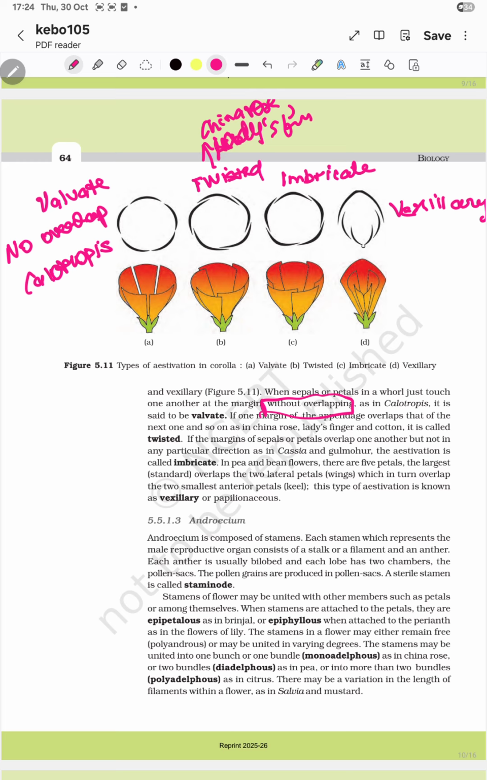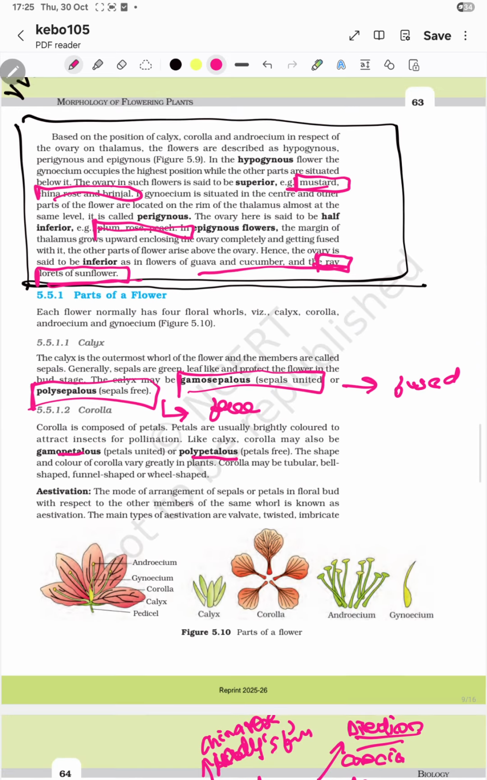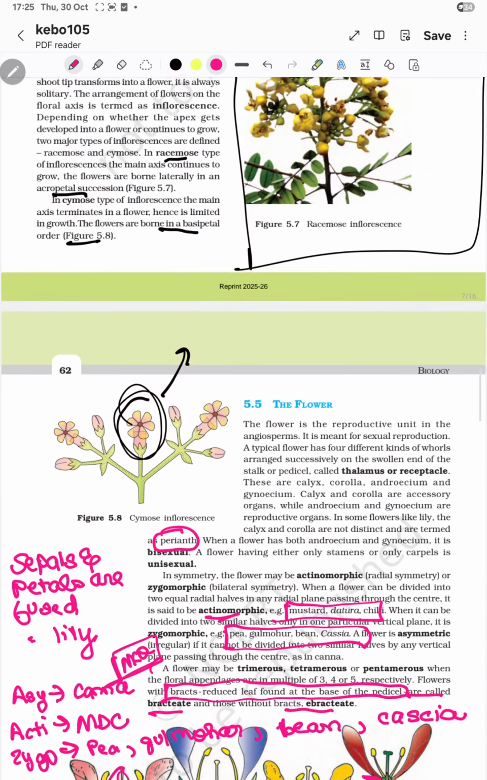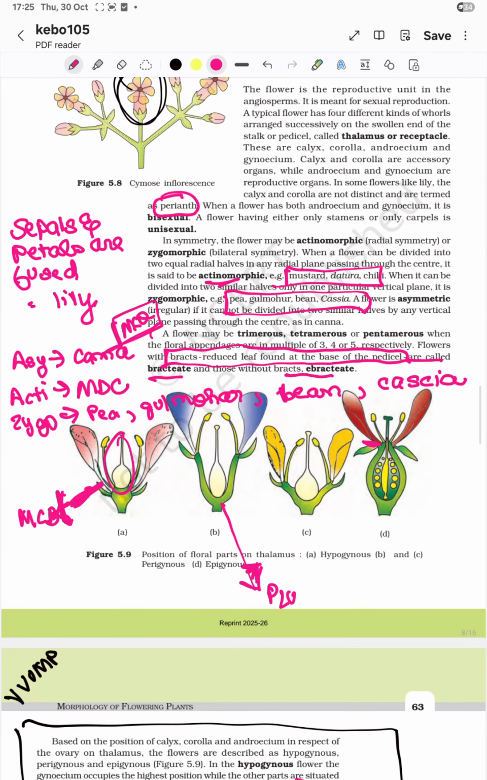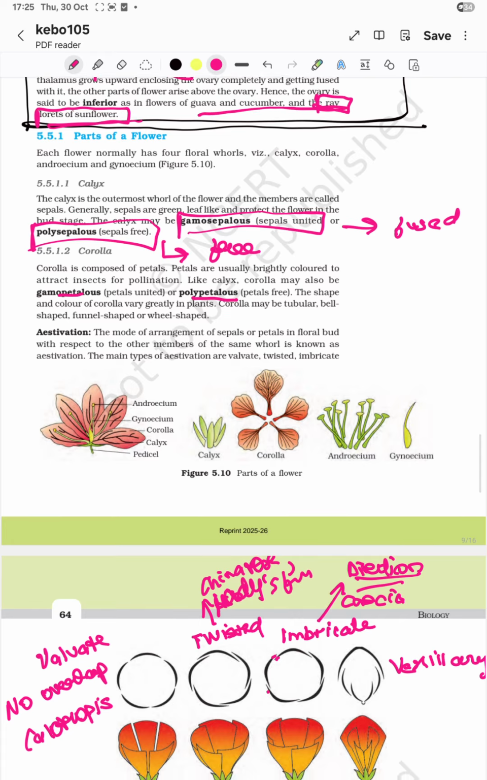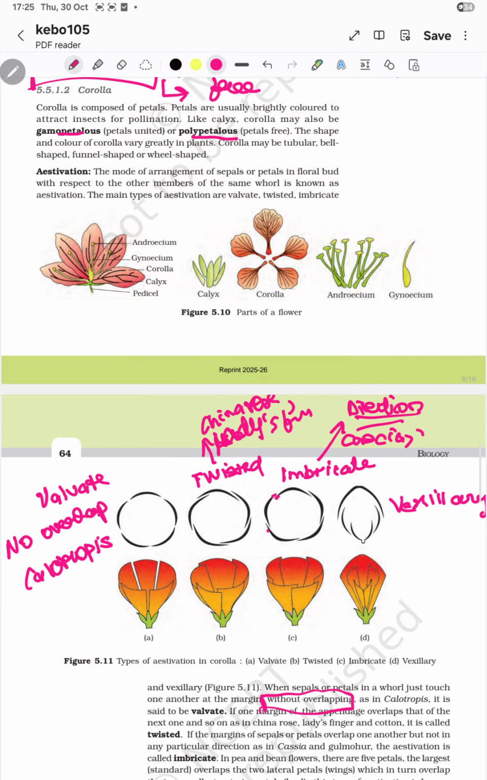Again, we have imbricate estivation. There is a direction in which they overlap. So, overlapping in a particular direction. You can see this has a direction, like this is out, this is in, this is out, this is in. The other is nothing, it's random. For example, cassia and gulmohar. Again, we had seen cassia and gulmohar in another example, which I said zygomorphic flower, zygomorphic symmetry. So you can remember that cassia and gulmohar come together everywhere. CG.